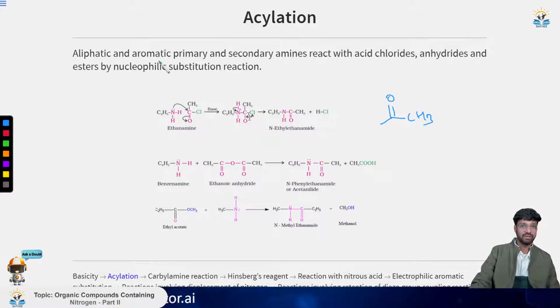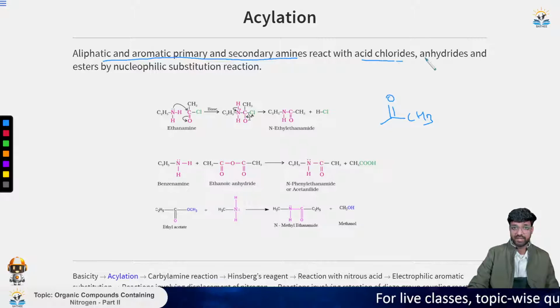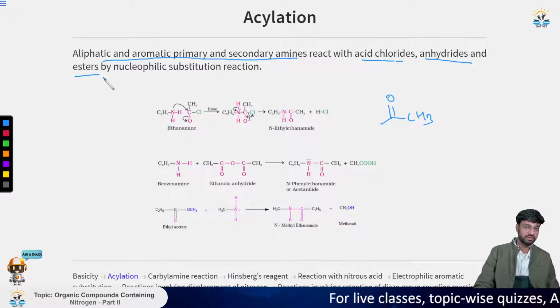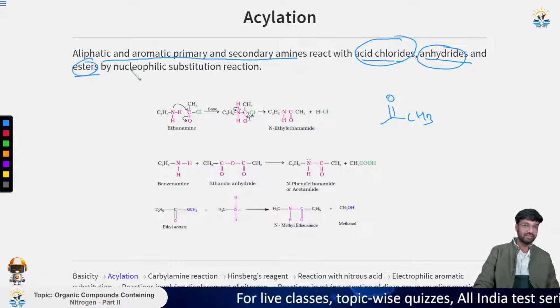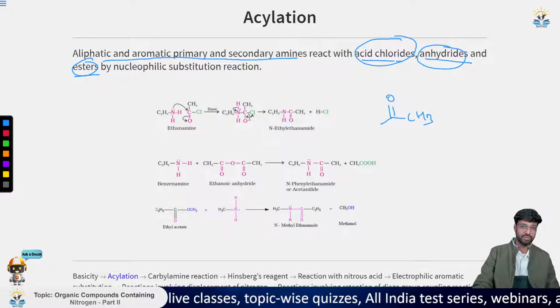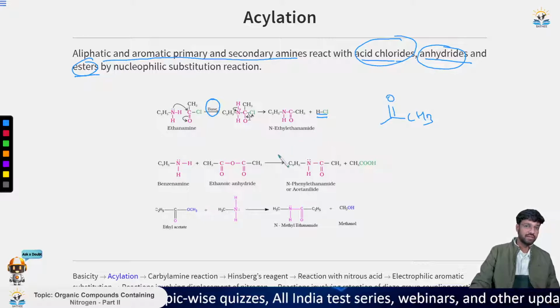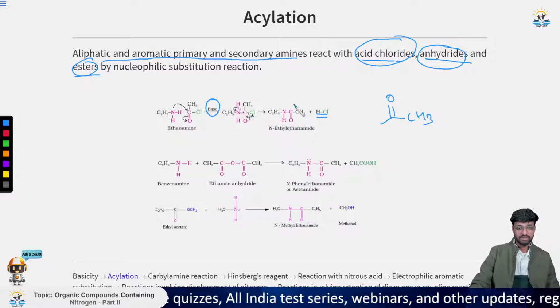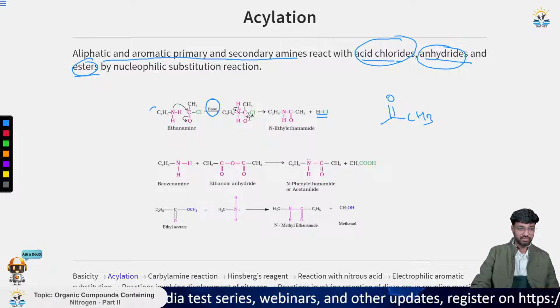It can be done by using any primary or secondary aliphatic amine upon reaction with acid chloride, anhydride and esters. If you use any of these three and react it with a primary or secondary amine in the presence of a base, so you should be using a base that can abstract your HCl, then you will get this amide.